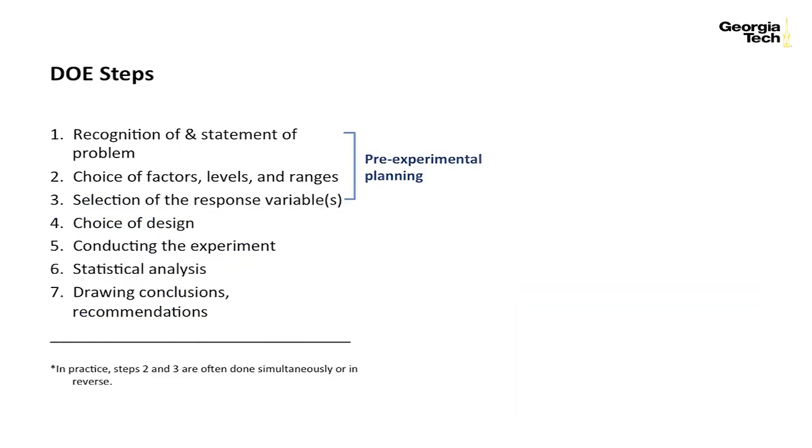So here are the DOE steps. First, we need to start with recognition and statement of the problem: what we want to do, what the factors are, which ones are controllable and which are not, and which response we want to minimize or maximize.